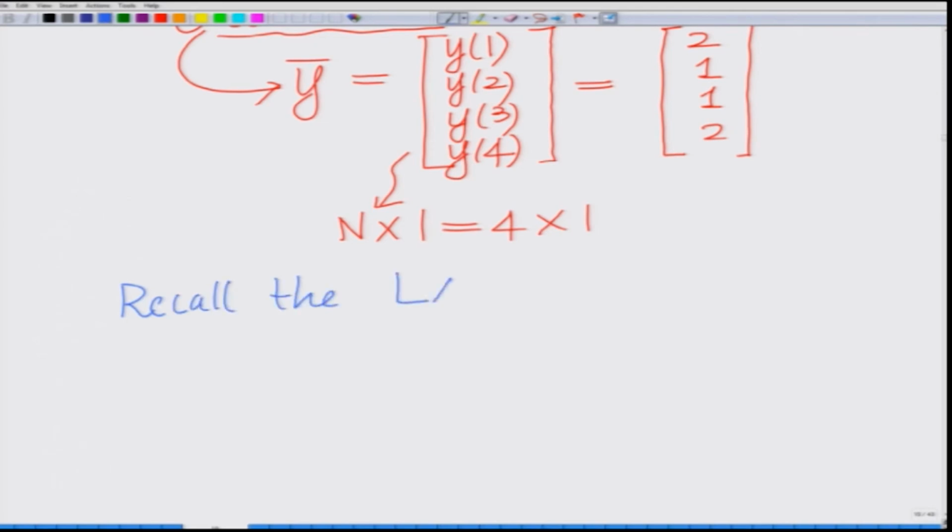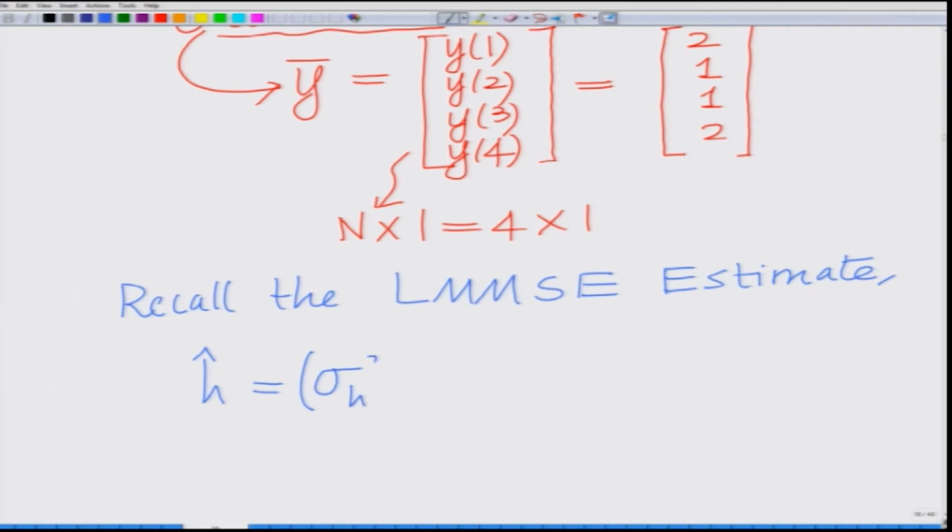Now, recall the LMMSE estimate, to be more precise, the linear minimum mean squared error estimate. Recall that this is given as h hat, which is the LMMSE estimate, equals, we derived this in the previous module, sigma h square x transpose x plus sigma square identity inverse times sigma h square times x transpose y.